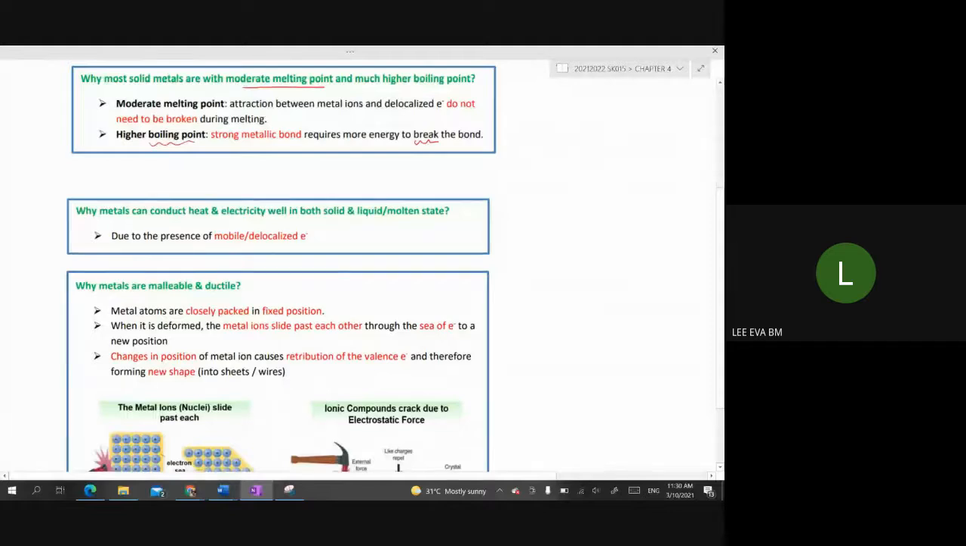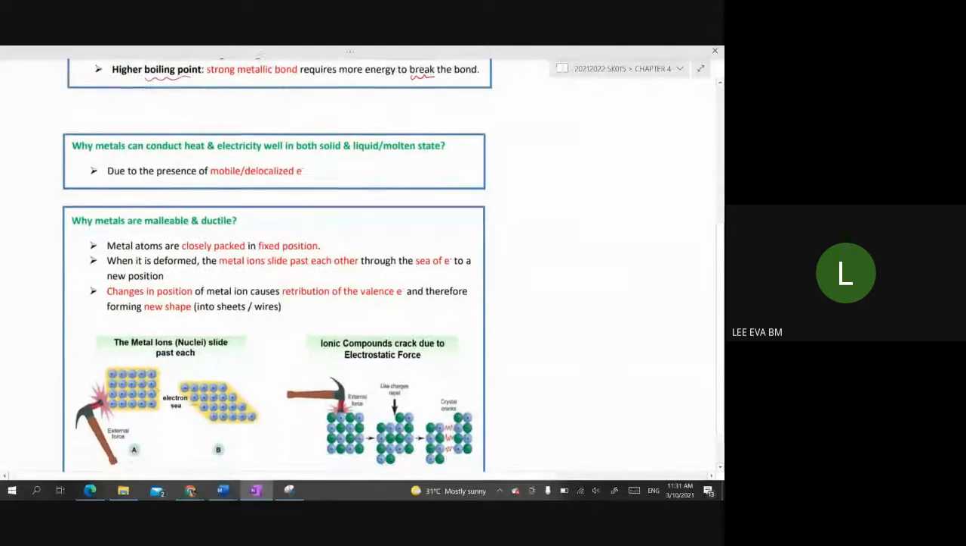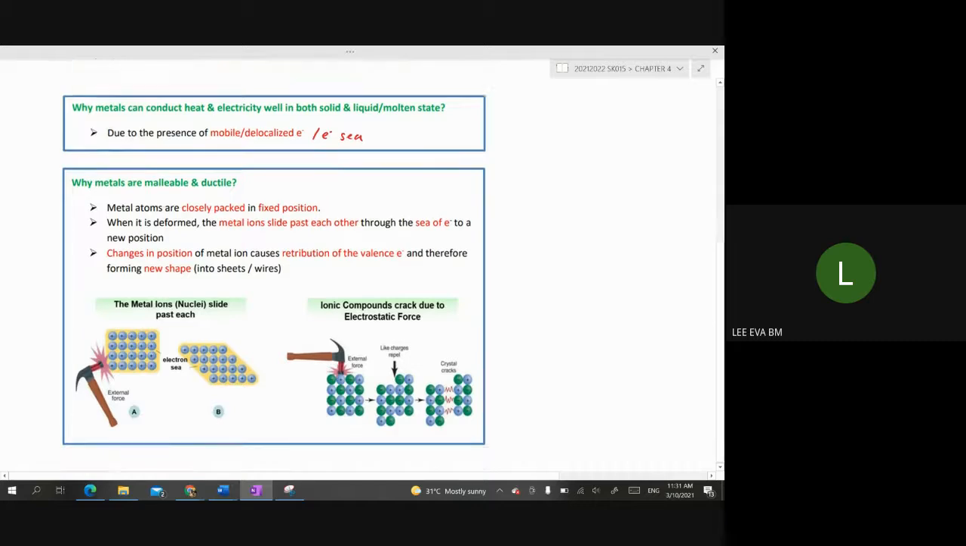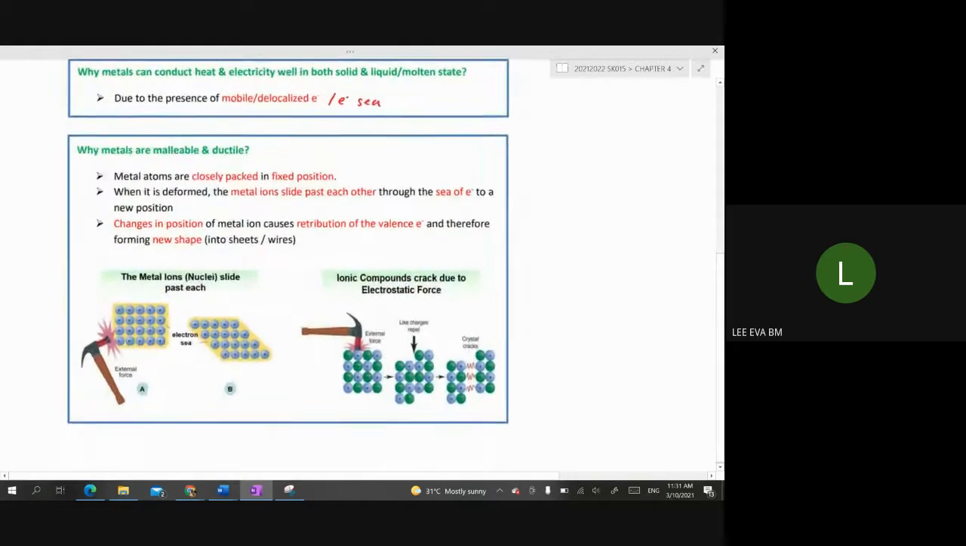Then the next one, why metal can conduct heat and electricity? So the only reason is because of the sea of your valence electron. So due to the presence of mobile or delocalized electron. Or maybe you want to mention due to the presence of electron sea, pun boleh. Dia mentions benda yang sama, electron sea. Okay, and then last one over here, why metals are malleable and ductile.